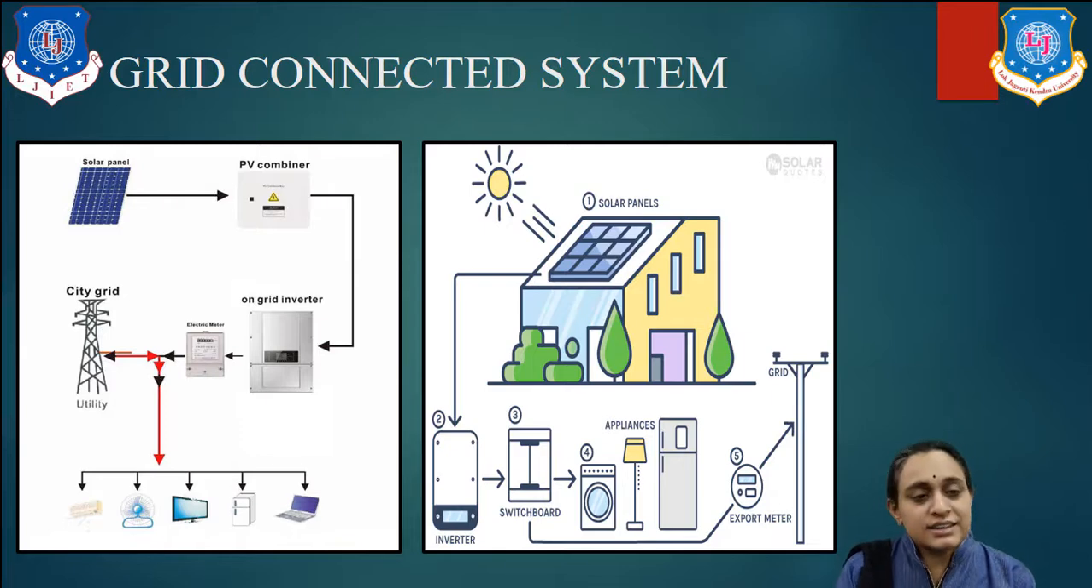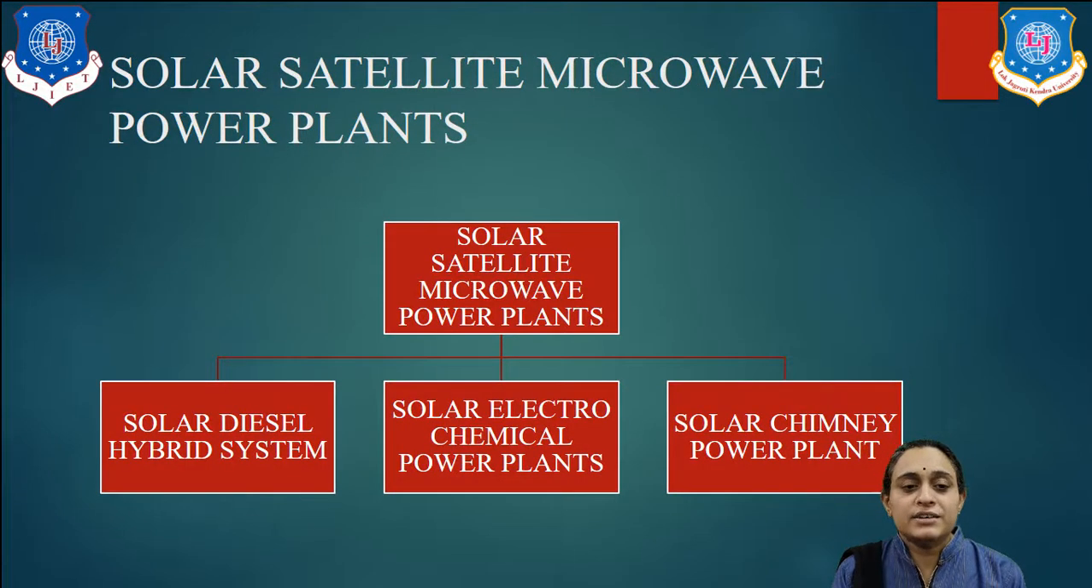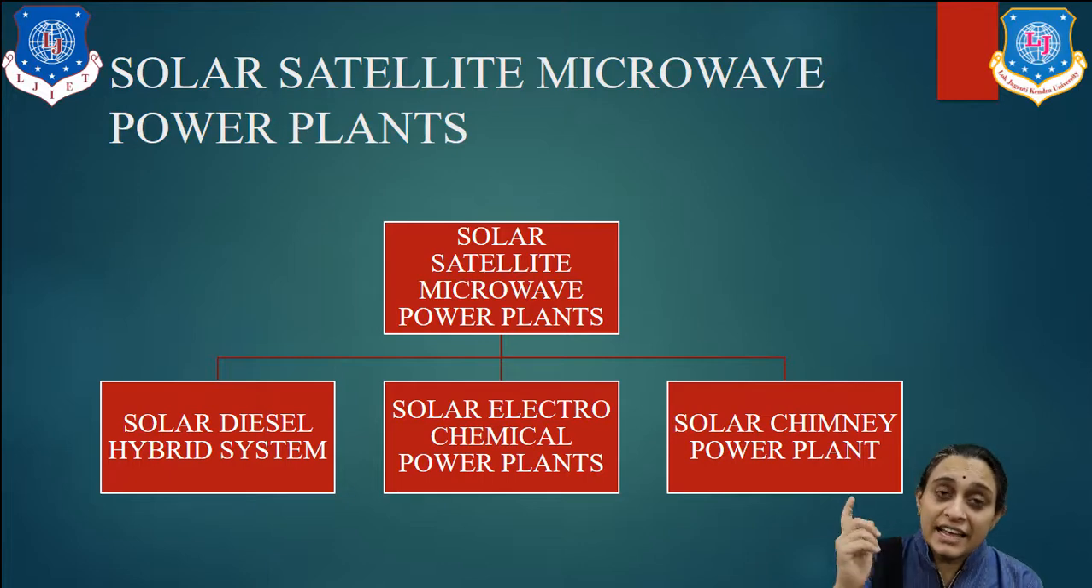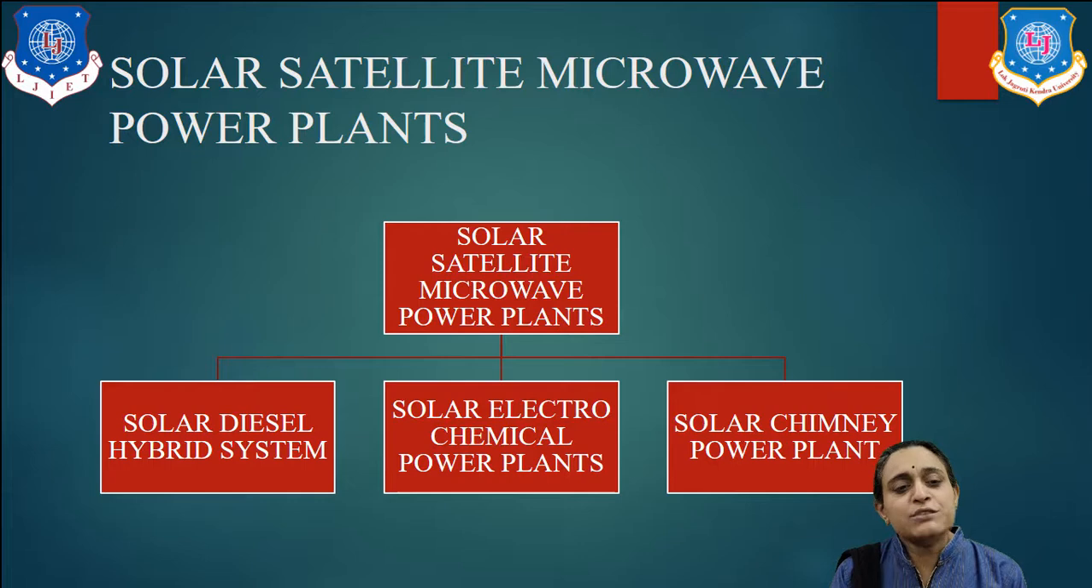Now, let us look at the solar satellite microwave power plant. Generally, in the solar satellite microwave power plant, the radiation is about 15 times larger than at the Earth's surface, at the satellite orbital area. So we have to use the solar satellite microwave power plant.